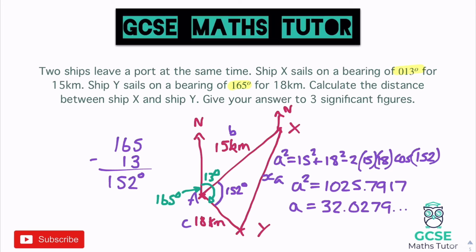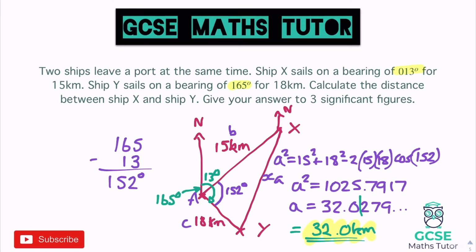There we go. So this is an interesting one, look, because the third significant figure is a 0, so chopping it after the 0, we get 32.0, and that is going to be in kilometres as it's a distance there. So 32.0 kilometres, and that is our final answer for that question there.